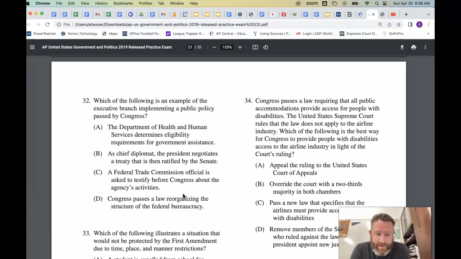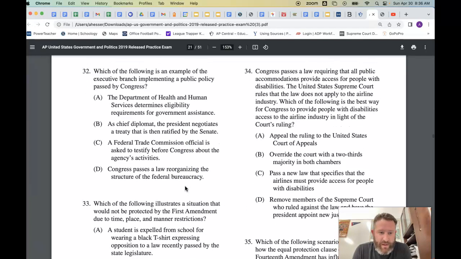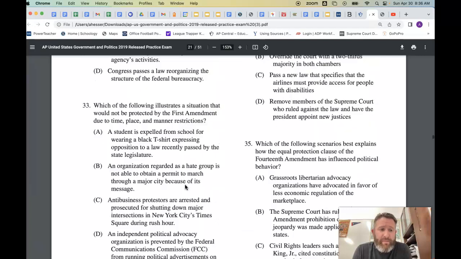C has a bureaucratic agency in there. A Federal Trade Commission official is asked to testify before Congress. That's not implementing policy passed by Congress. That's about congressional oversight. So just put those 2 things together. Looking for a bureaucratic agency, but then which one is a bureaucratic agency implementing public policy?